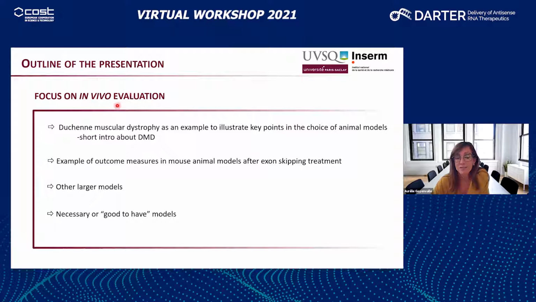And yes, I will focus on in vivo evaluation. Compounds can obviously be screened in cells, but I will focus on the preclinical evaluation and all the animal models, and the interest of animal models to understand the biodistribution and efficacy of your compound. I'll give some examples of the outcome measures that can be measured in mouse models after exon skipping treatment. Then I'll mention some other large animal models, and then what's necessary and what's just good to have. So what is really required when you want to go to the clinic.